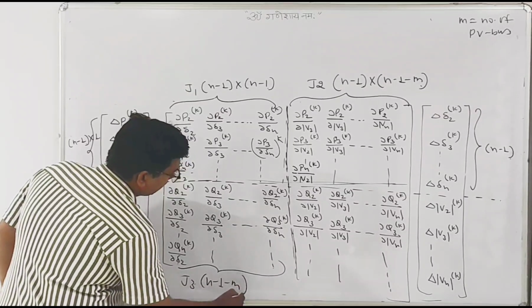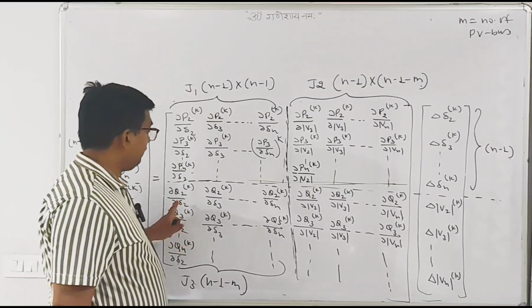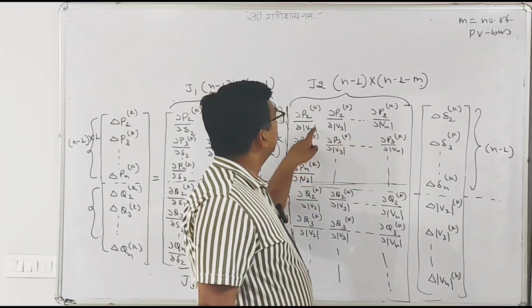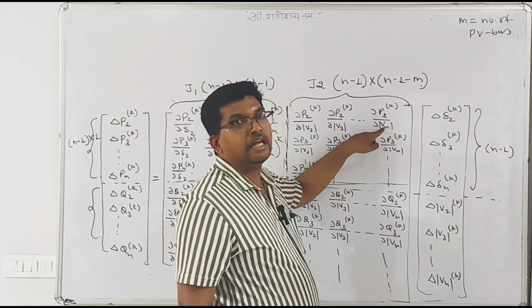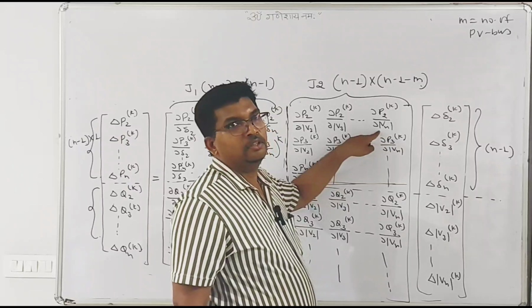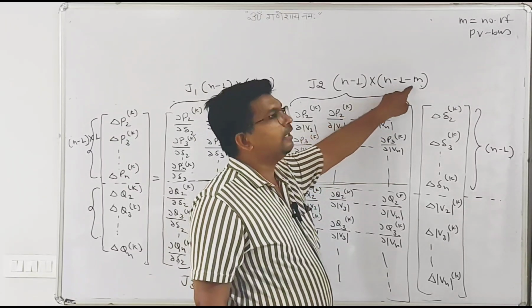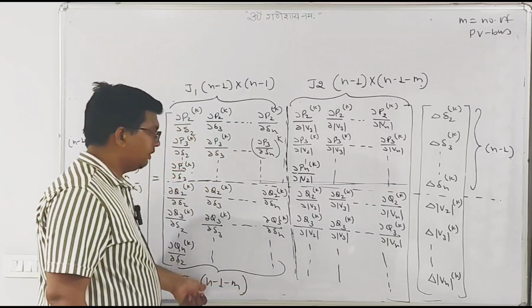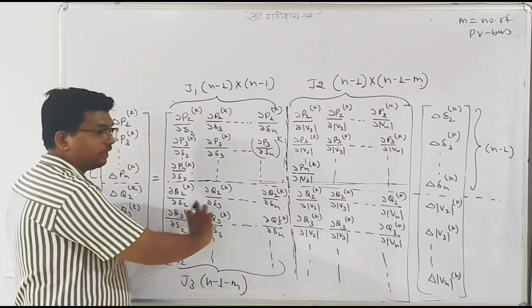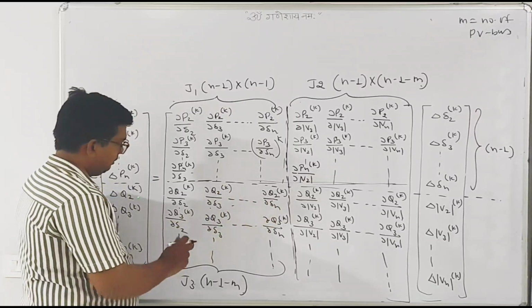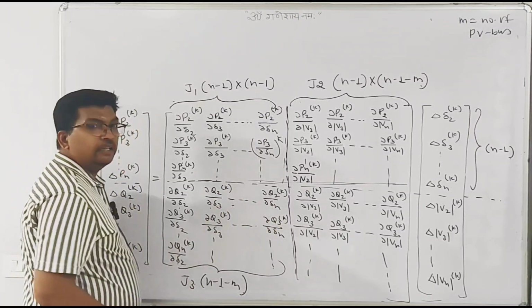N minus 1 minus m. Here there are also the voltages, and voltages are associated with the PV bus. So once the PV bus comes into the picture, the size will become n minus 1 minus m. What are the columns corresponding? They are delta 2, delta 3 up to delta n.